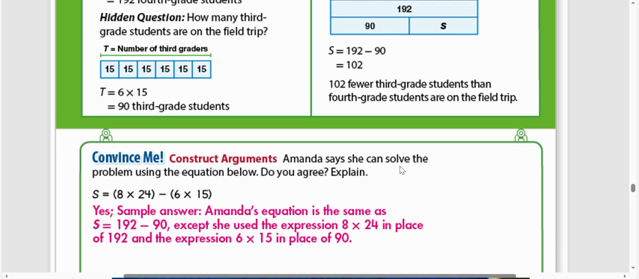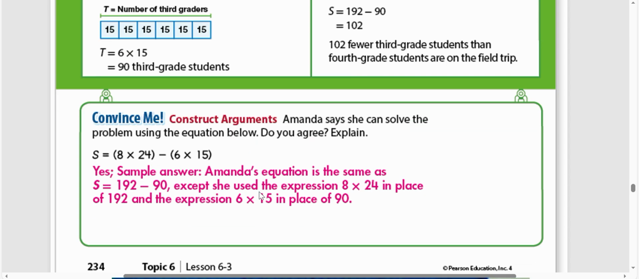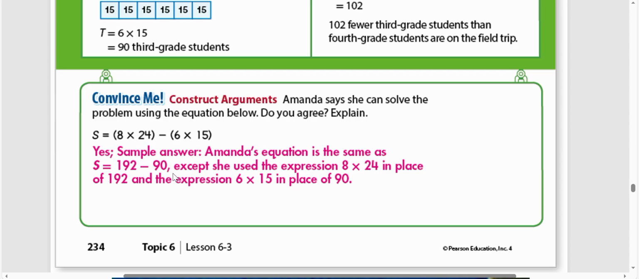Amanda says she can solve the problem using the equation below. Do you agree or not? We can write 8 times 24 subtract 6 times 15. Yes, true, because we can use the results of the first and second to find the difference. Amanda's equation is the same as 192 subtract 90. She used the expression 8 times 24 and the 6 times 15 expression to find the result.